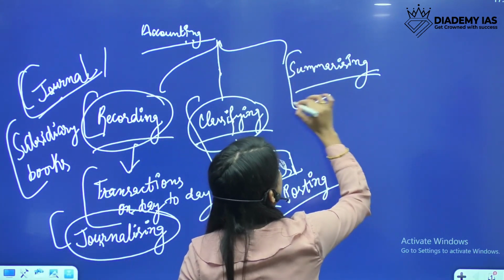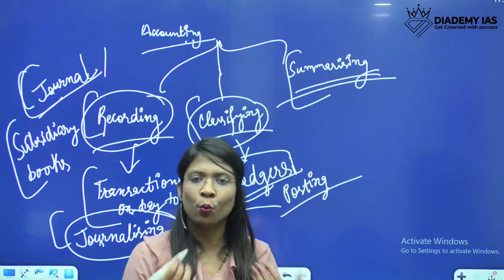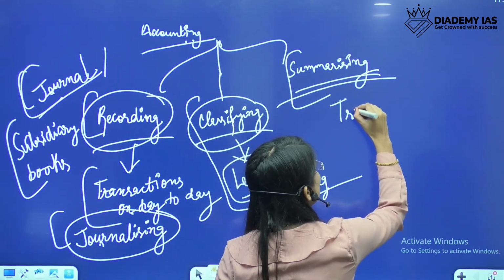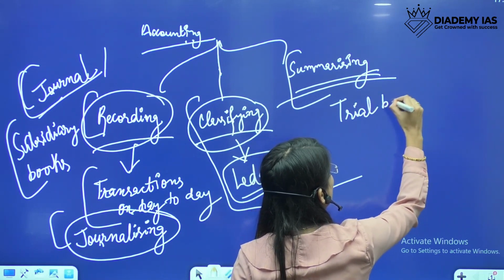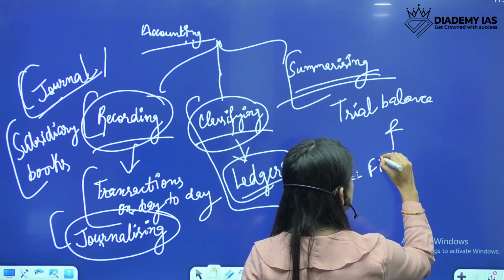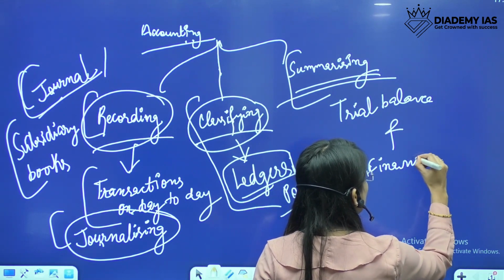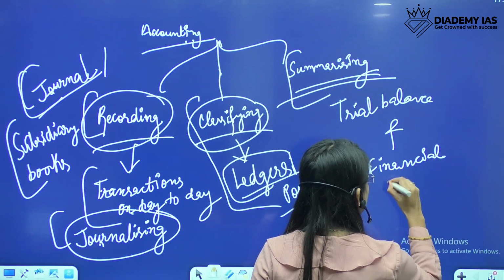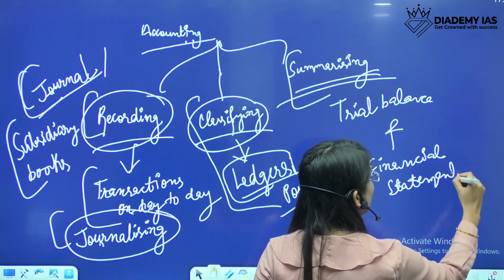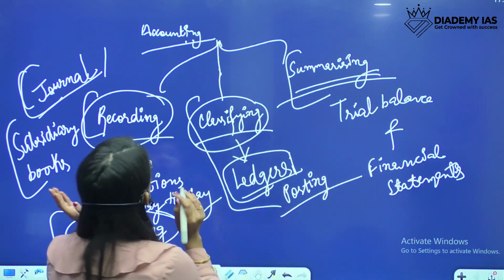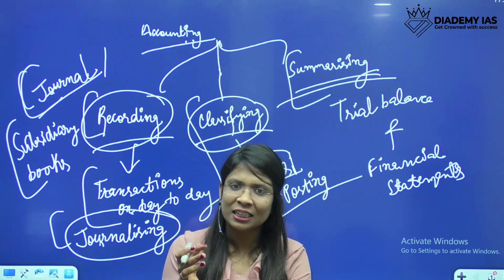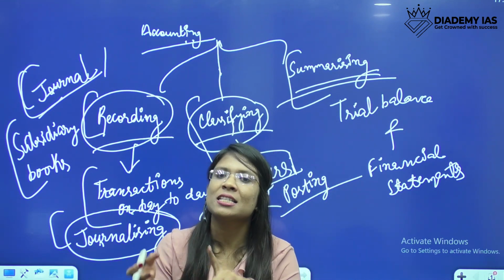Then the third step is summarizing. Summarizing in what way? Summarizing may consist of making a trial balance and then making financial statements, so that we can come to a conclusion. So accounting basically consists of three parts. First is recording, then classifying, then summarizing.